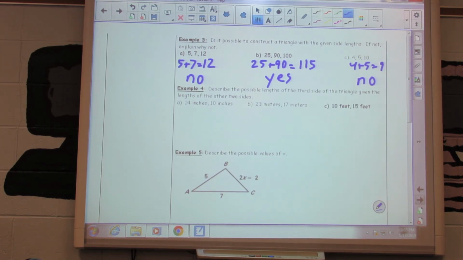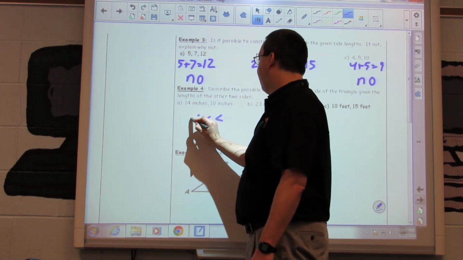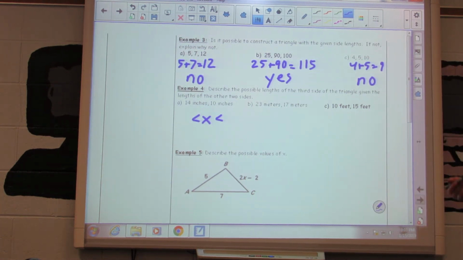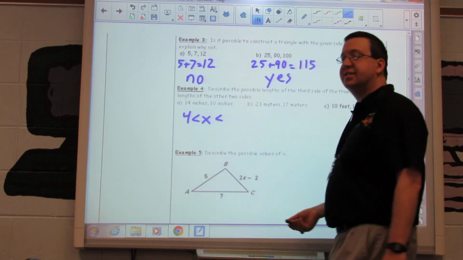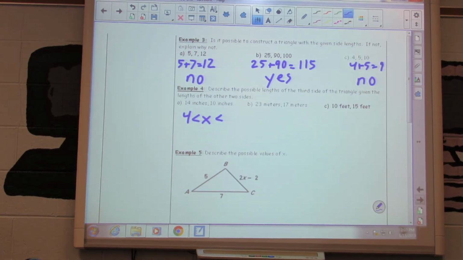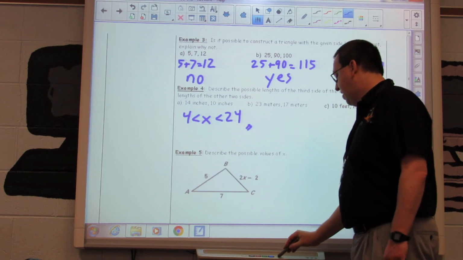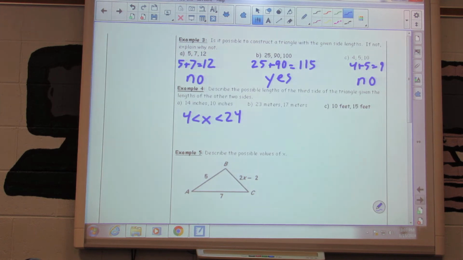So A gives me 14 and 10 as my two sides. So my third side is going to fall between two values. The best way to find this is addition and subtraction. 14 minus 10 gives me 4. So 4 plus 10 isn't going to work, but anything bigger than that will work. Also, 14 plus 10 is 24. 14 plus 10 has to be bigger than our third side, so 24 doesn't work, but anything smaller than that will.